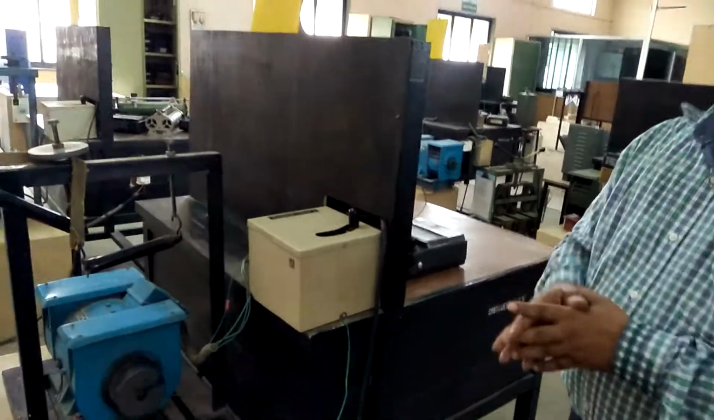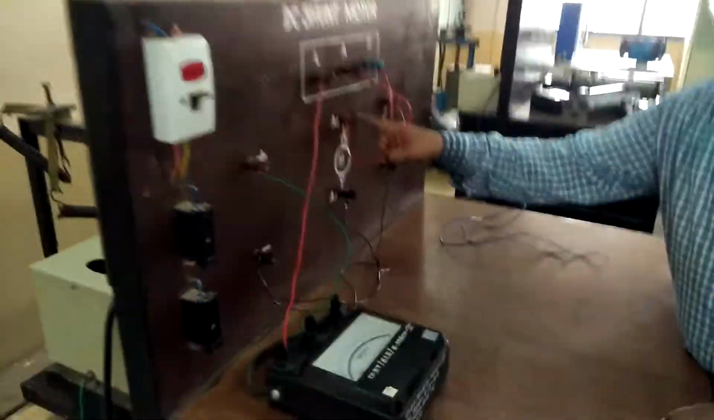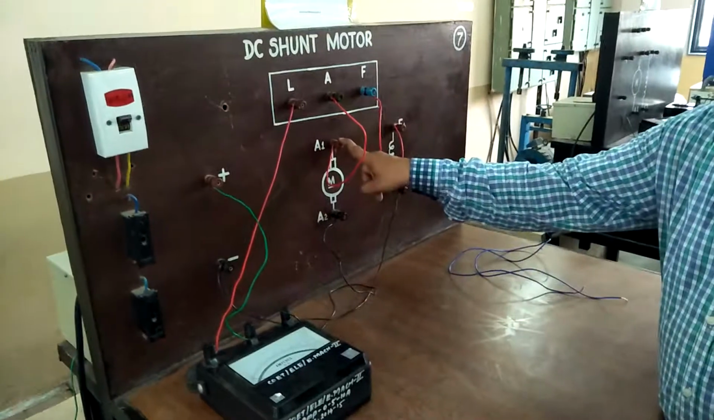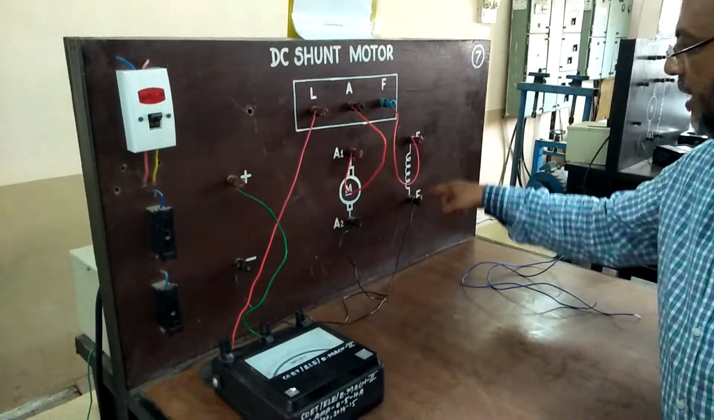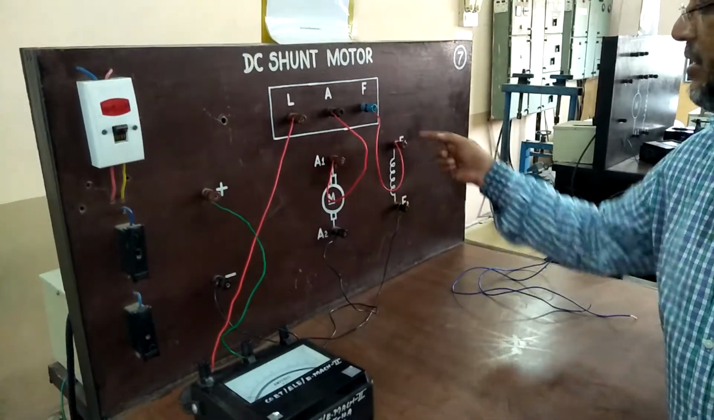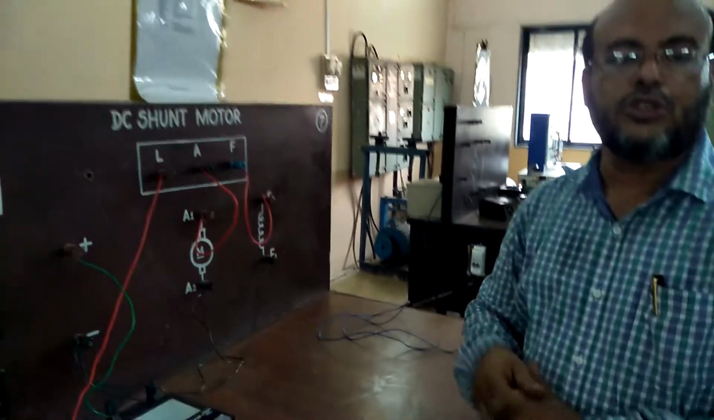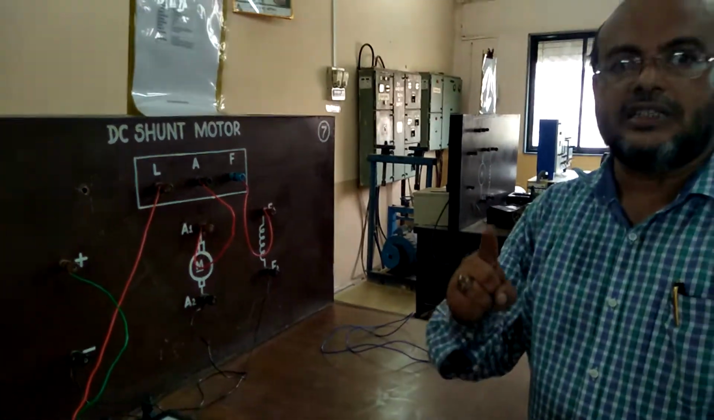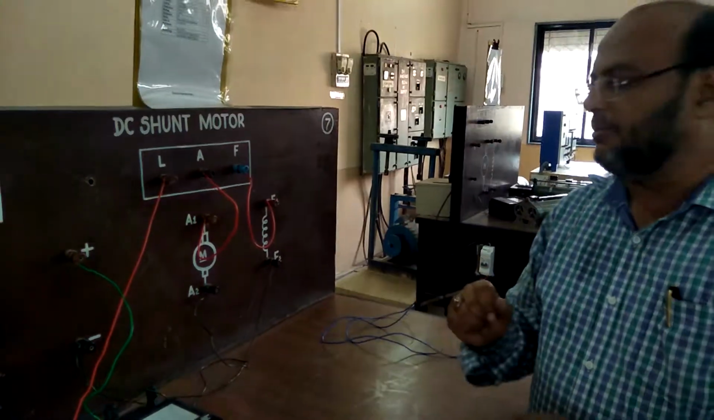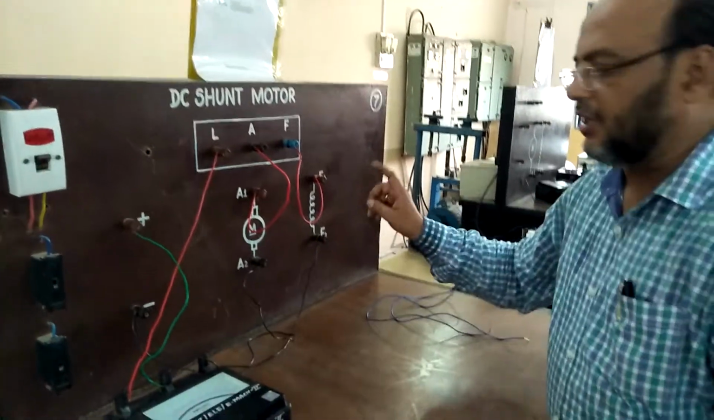Now for some particular application we want to change the direction of rotation. So how to change? There are two methods. Either we can change the direction of current in the armature, or we can change the direction of current in the field winding. But if you change the current simultaneously in the armature as well as the field winding, the direction does not vary. So you have to change the current in only one of the elements, either the armature terminals or the field terminals.